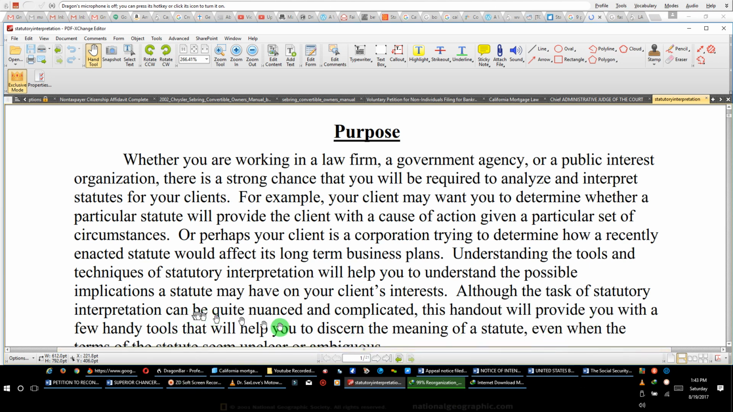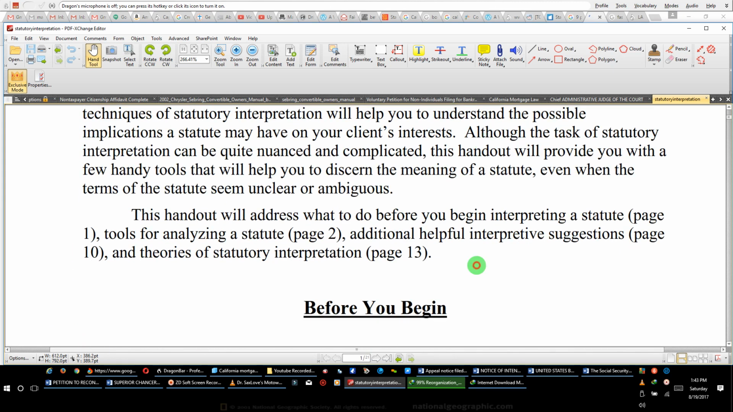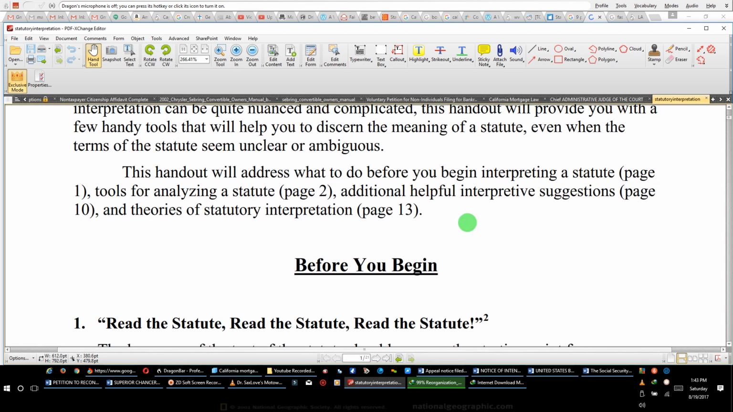Although the task of statutory interpretation can be quite nuanced and complicated, this handout will provide you with a few handy tools that will help you to discern the meaning of a statute, even when the terms of the statute seem unclear and ambiguous. Statutes cannot be ambiguous. That is the number one thing a statute cannot be. If it's ambiguous, it is void. Okay. This handout will address what to do before you begin interpreting a statute, page 1; tools for analyzing a statute, page 2; additional helpful interpretive suggestions, page 10; and theories of statutory interpretation, page 13.